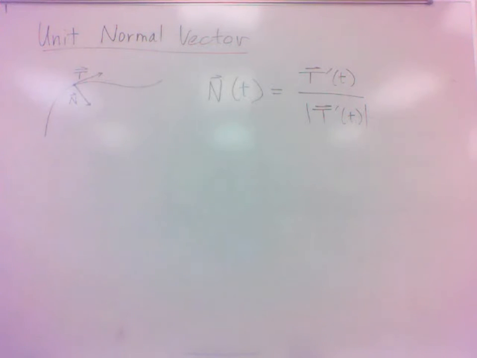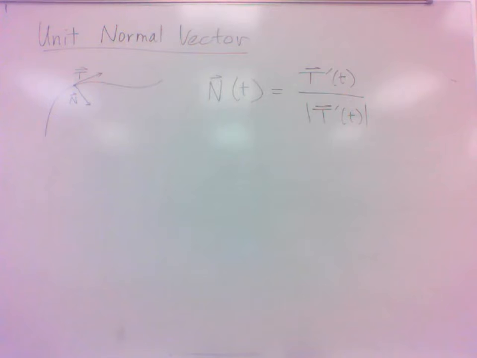As a matter of fact, the book mentions the binormal vector, which is perpendicular to both, which means it's a cross product. Do the cross product of the tangent and the normal vector. And in this case, that one would be coming out of the board.